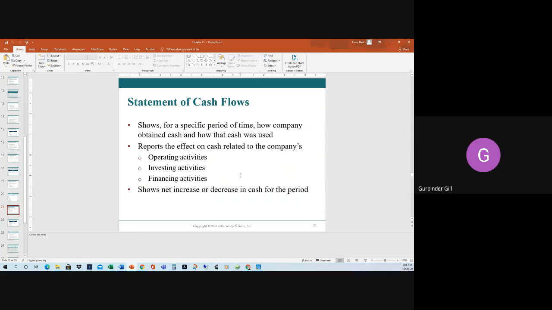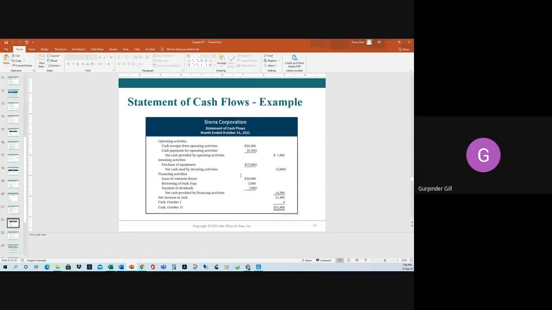Financing is, let's say, if the guy takes a bank loan, that's a financing activity. Remember, financing activity can be of two types: either he can take debt or he can sell shares of his business. So debt or equity financing. Again, we will explore this in chapter 13. This is what your statement of cash flow looks like, but I wouldn't worry about that just yet.